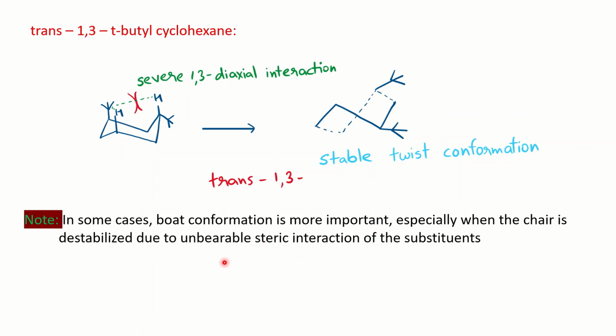So again, all exceptions are important, especially for exams or competitive exams. This is because of the unavoidable steric interaction between the tertiary group and the hydrogen that is converting it into the twisted boat conformation. If they ask you to draw the cis 1,3 ditertiary, that is going to be the chair conformation only, because in that case you can draw the two at equatorial position.